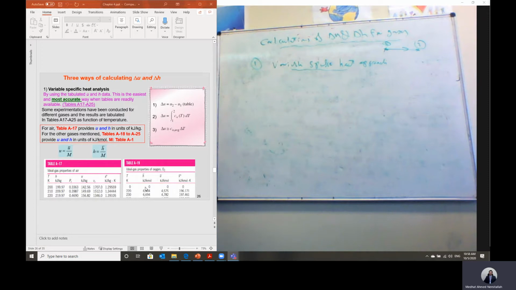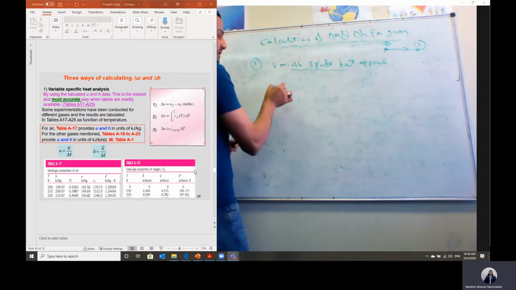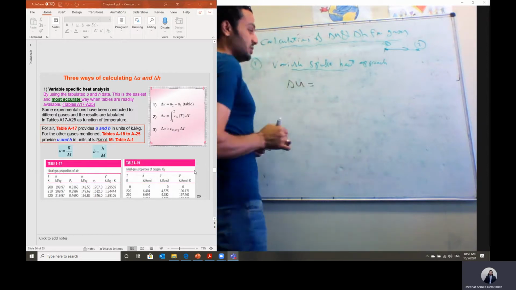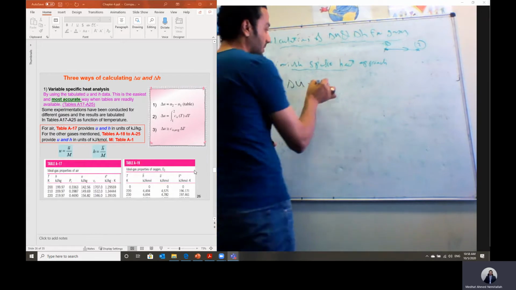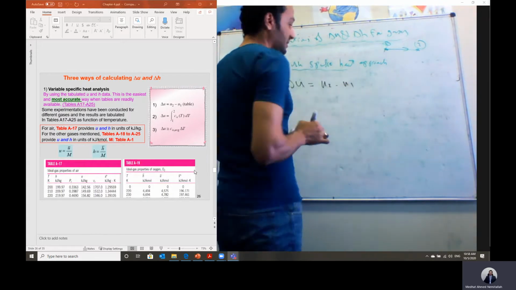Just what we need is the temperature in this case. Table A17 is for air, and table A19 is for O2, and we have different tables for carbon dioxide and different gases. So depending on the working fluid, we can select the proper table, and we can say the change of internal energy delta U will equal U2 minus U1.